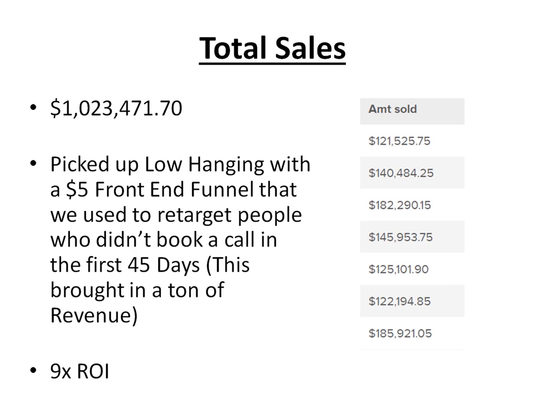Okay, so our total sales was $1,023,471.70. Now, we picked up a ton of low-hanging fruit with a $5 front-end funnel that we used to retarget people who didn't book a call in the first 45 days. So essentially, people that didn't want our high-ticket product, we retargeted them with a $5 front-end funnel, and then we had 4 upsells from there, and that added a ton of revenue, around 30%, to the overall sales, and we saw a 9x ROI on this, and I'm going to go over the whole ads process behind this.